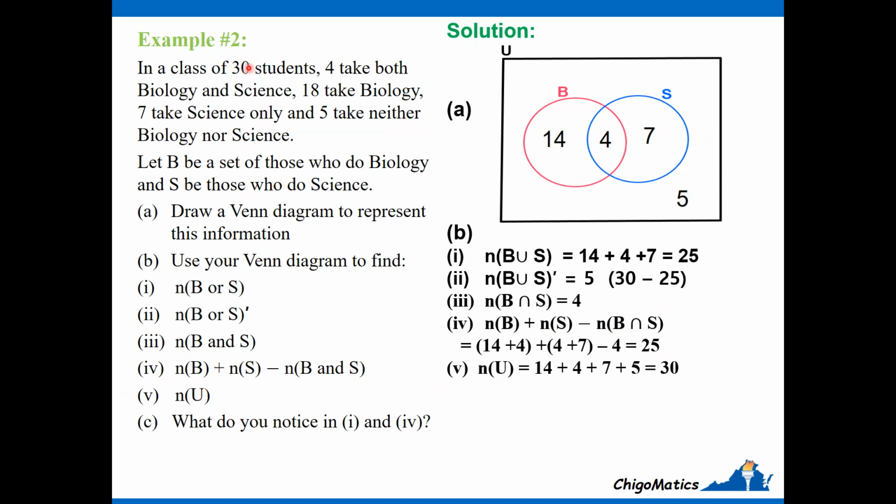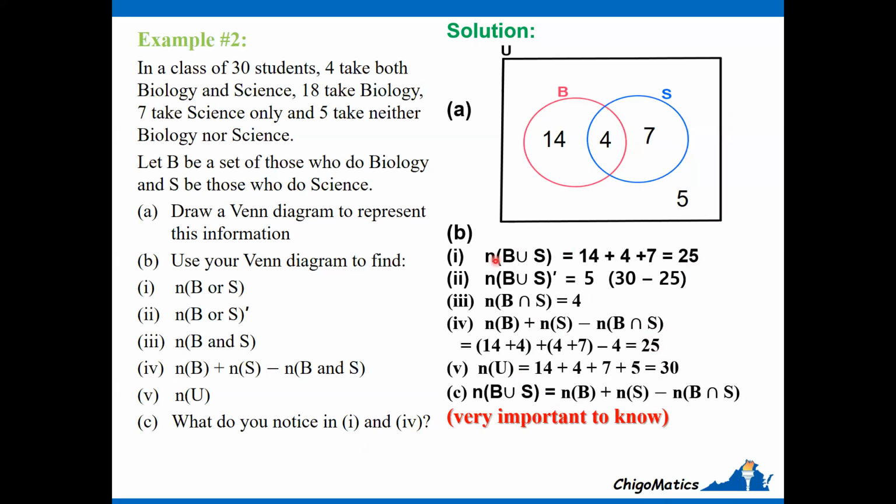Then we go on to number 5, the number of elements in the union, that is the number of students in the class. What it means is you add everything, 14 plus 4 plus 7 plus 5, and you get 30, which coincides with the number of students in the class. Then C is simply asking, what do you notice in 1 and 4? In 1, we have 25. In 4, we have 25. So if the right-hand side is 25, 25, the left-hand side should also be the same.